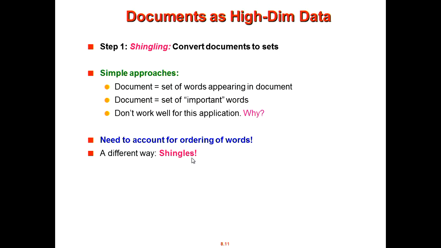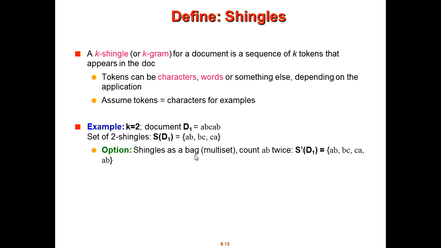So we compute the shingles for the document. The definition is like this. It's called a k-shingle; in information retrieval, it's normally called a k-gram. For each document, we use the sequences of k tokens that appear in the document to represent it. The tokens can be characters or words or something else, but normally we use characters or words, depending on the application scenario.